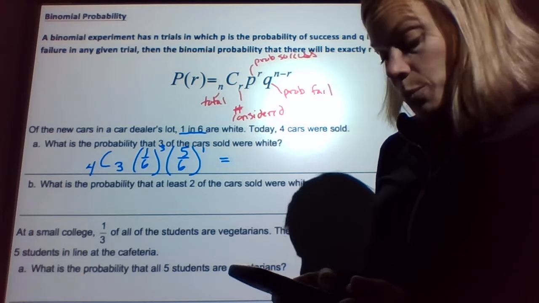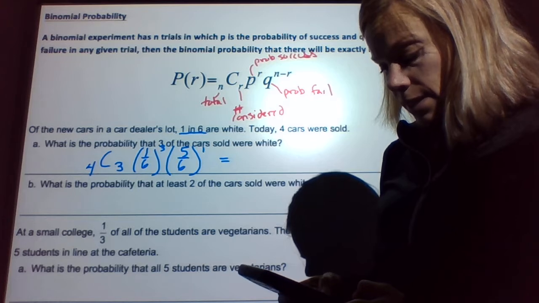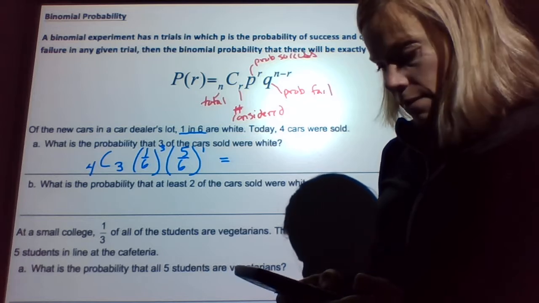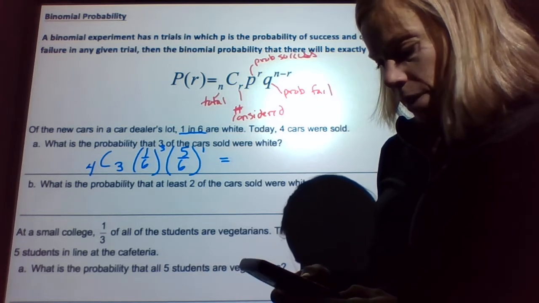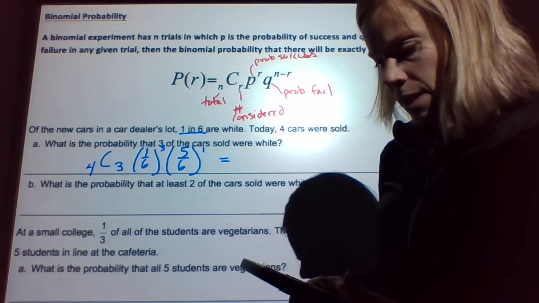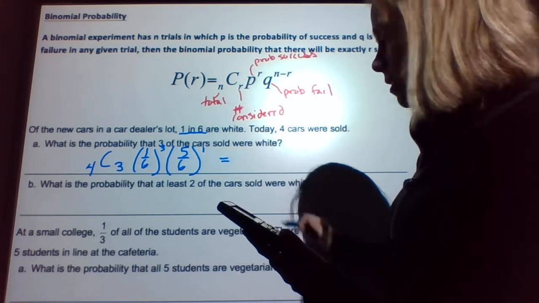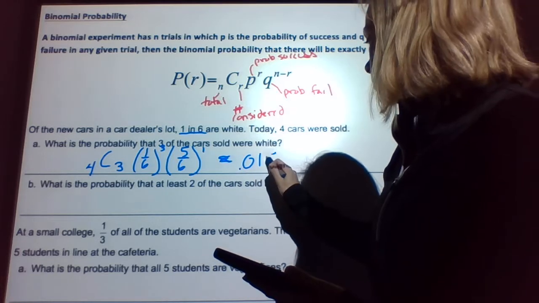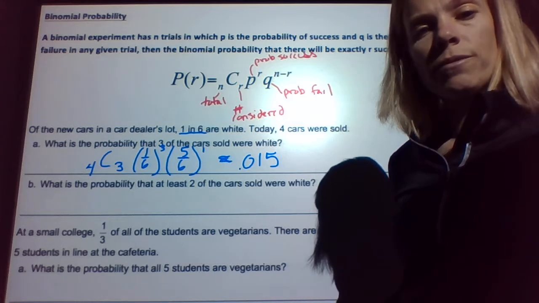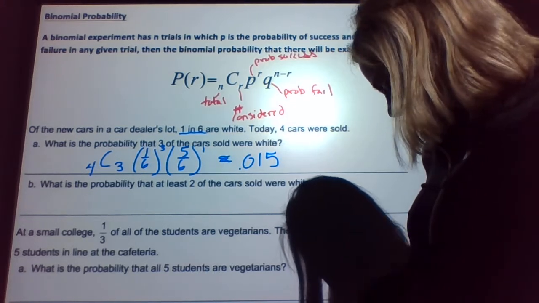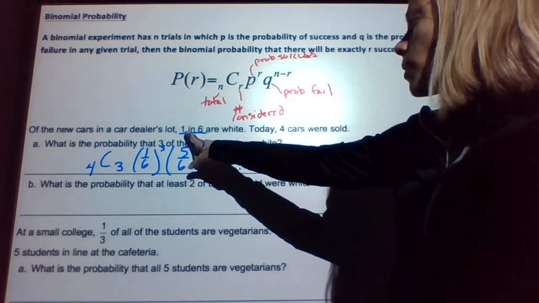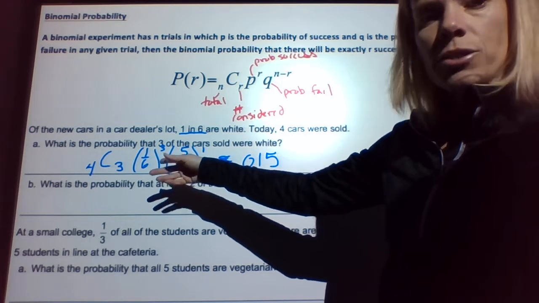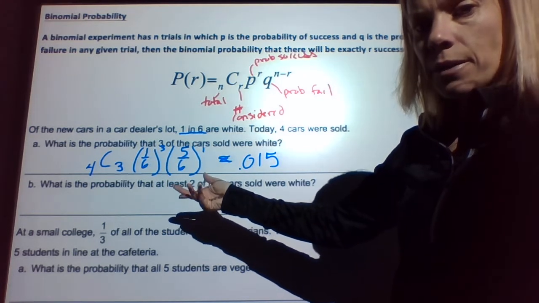So 4C3 times, and I'm going to use parentheses, 1 divided by 6, close my parentheses, to the third, times 5/6 to the first power, but you don't really need to put the first power, equals, and you should get, we're going to use approximation signs, we're rounding, 0.015. So approximately a 1.5% chance, and that should make sense. When you're thinking of this problem, only 1 in 6 are white, and I want the probability that 3 of the 4 cars are white. That should be a really low probability.